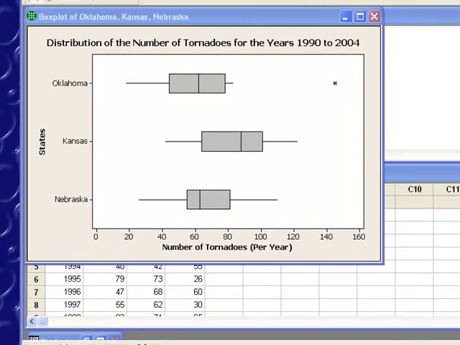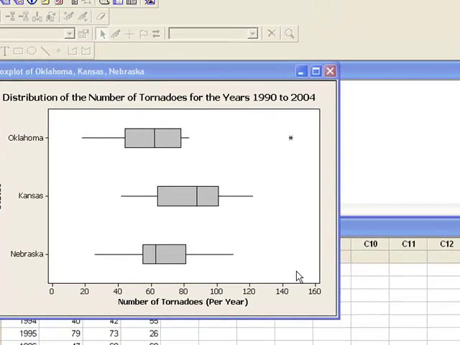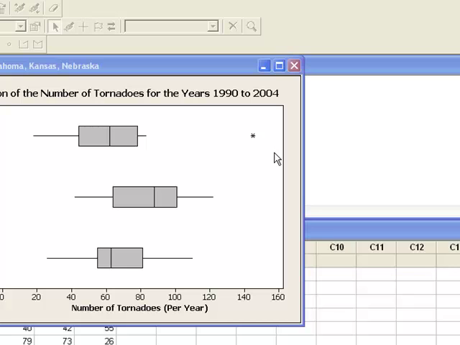So now it's time, which state has the highest number of tornadoes in a year? Well, this one does, Oklahoma. It's got over 140. That's a lot. But it is unusual because look, most of the data is over here. That's an outlier. It has the asterisk.